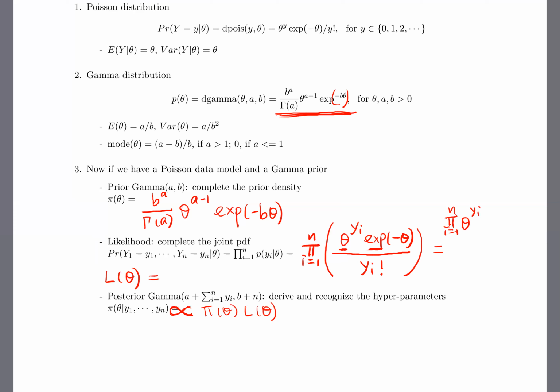So let's keep that in there. And then you're going to have the product. Some of you might skip those steps. That's fine, but I just want to make sure that we all get it right. So then this is the product of yi factorial. Okay. So the next step, just be careful.